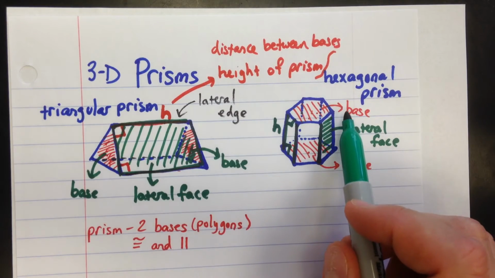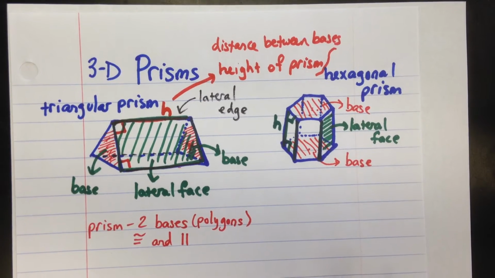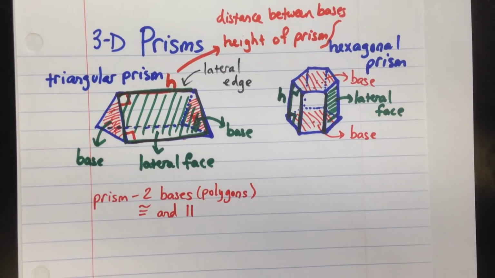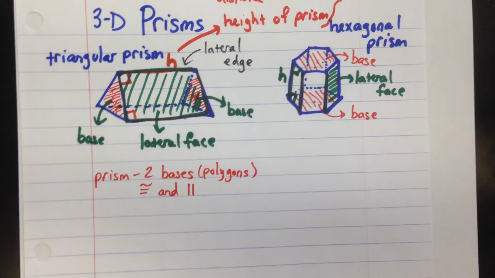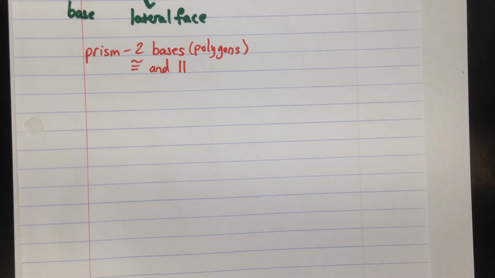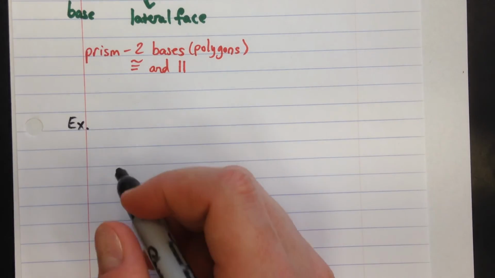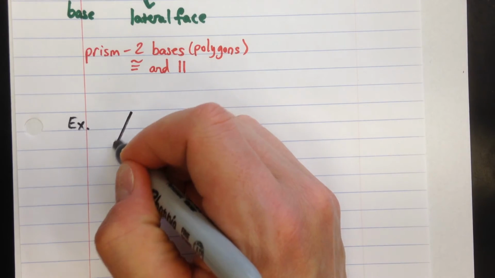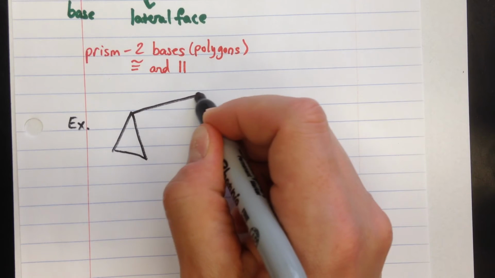So triangular prism, hexagonal. Now we'll talk about a rectangular prism in a moment here. But let's look at an example. So we've got the triangular prism, we've got the hexagonal. Three things that we're going to be asked to find. So first of all, let me draw the example. And let's say we'll use a triangular prism. Okay, so EX is example.